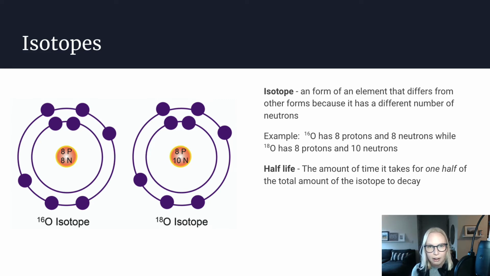A half-life is a term that you'll come across frequently when talking about isotopes or radioactive decay. A half-life is the amount of time that it takes for 1/2 of the starting quantity of an isotope to decay. So you start off with a certain amount of an isotope, and a half-life is how long it takes for half of that to decay into what we call the daughter isotope, or the resulting isotope.